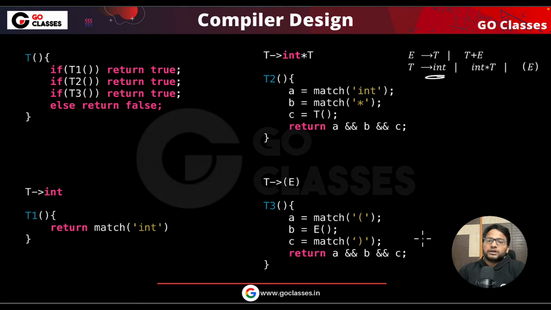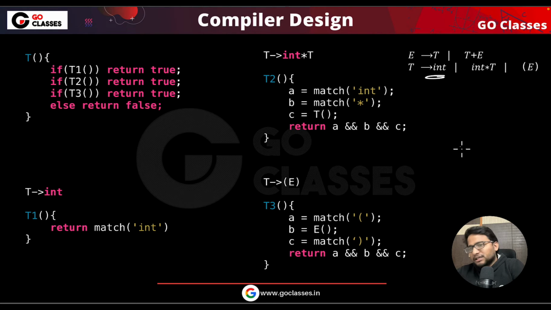Hope you understood how to write the code for T1, T2, T3. By the way, one more thing: if you match the input string, for example, if you are calling this T2, and you are matching with int star, and then you will call T.